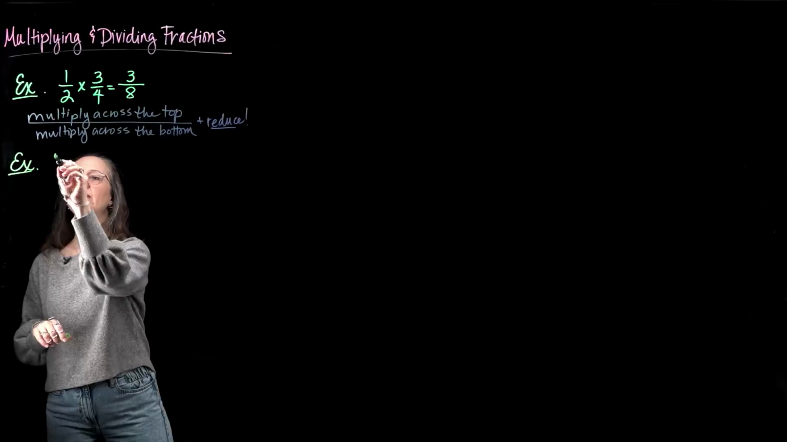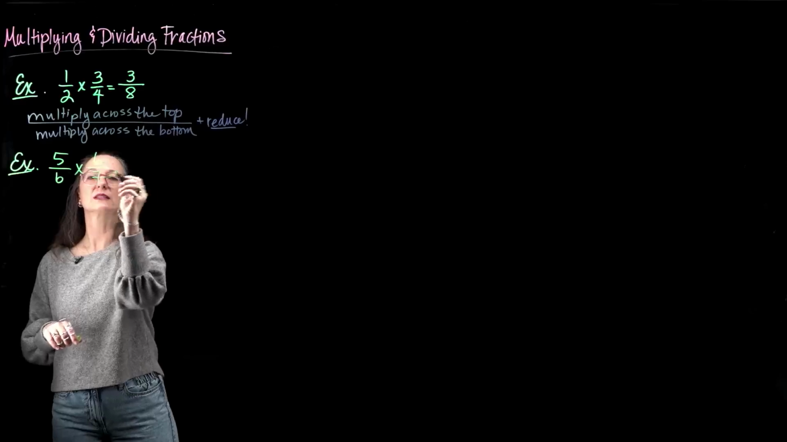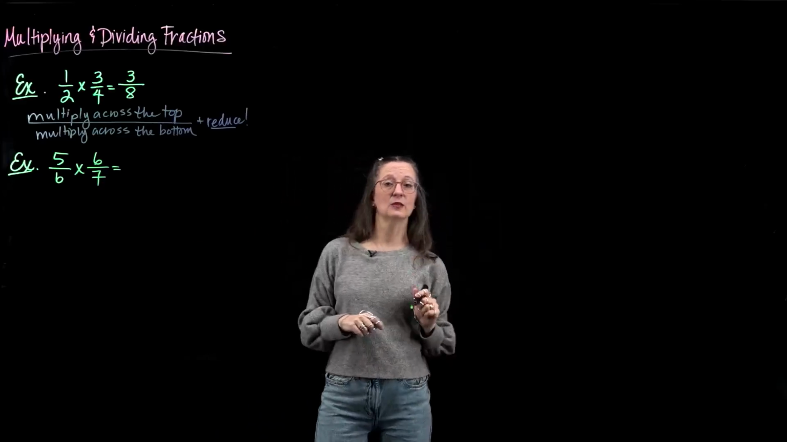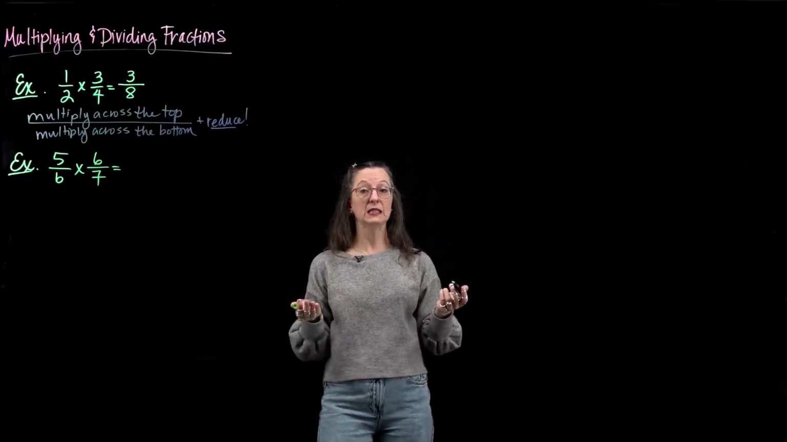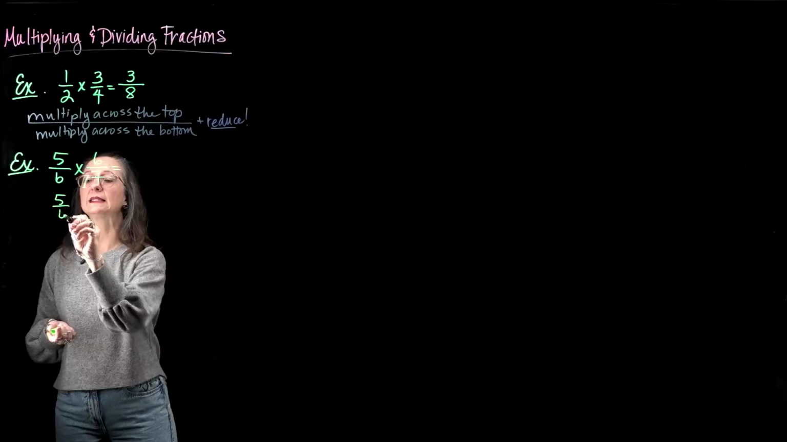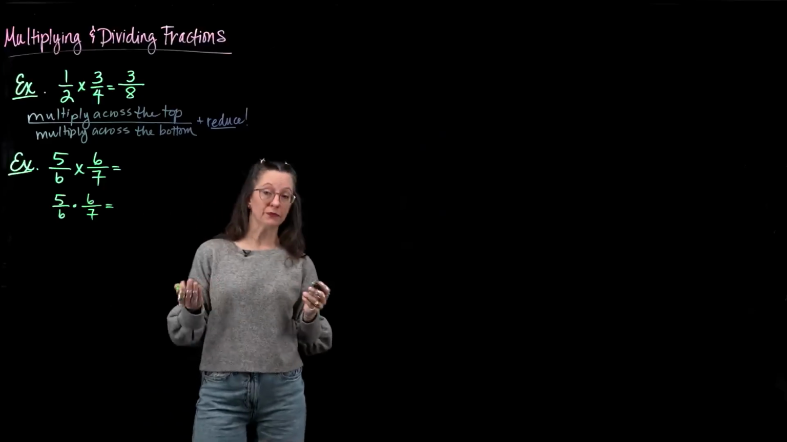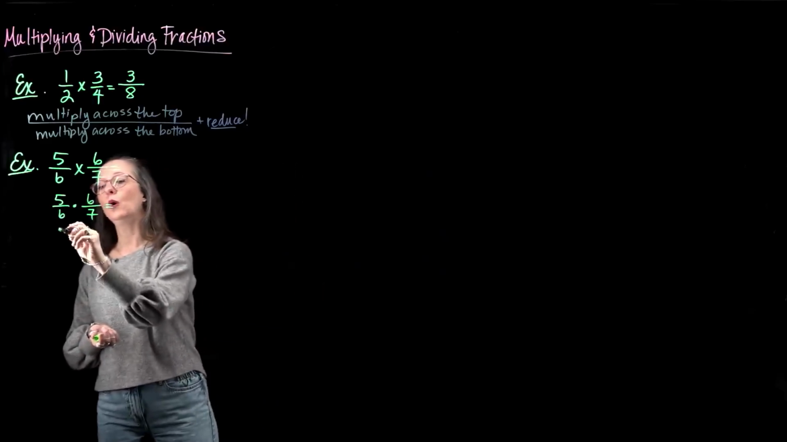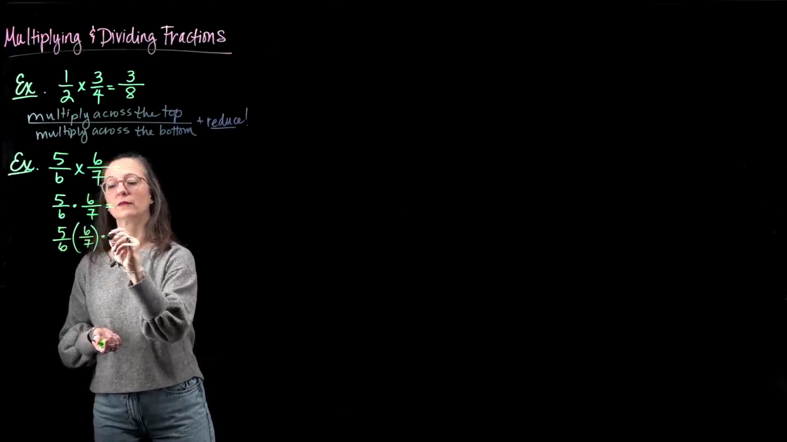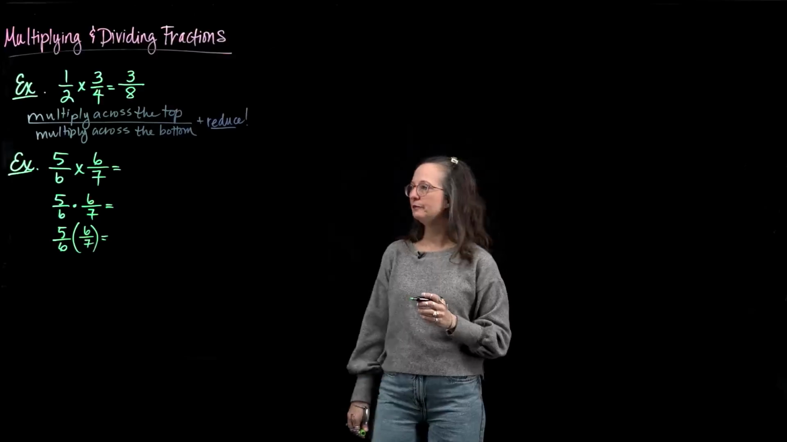All right, let's try another one. Let's say I have 5/6 times 6/7. Now on these two problems, I've written that X as a multiplication symbol. You might see it different ways. So I'm going to write down a couple different ways you might see this that mean exactly the same thing. We might see a dot in between them. That would mean multiplication. Or you could see it just crammed together with parentheses. All means the same thing.